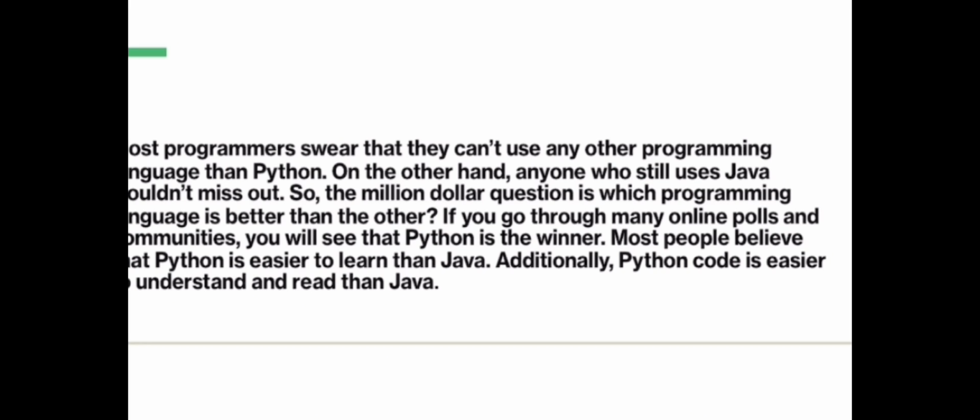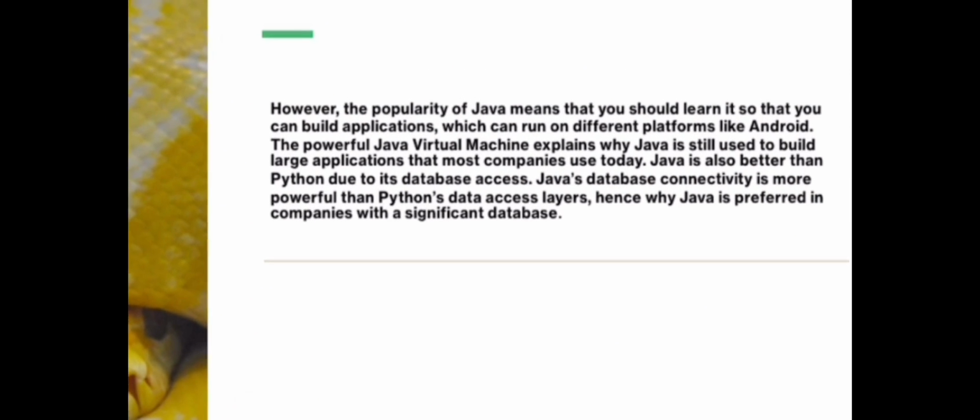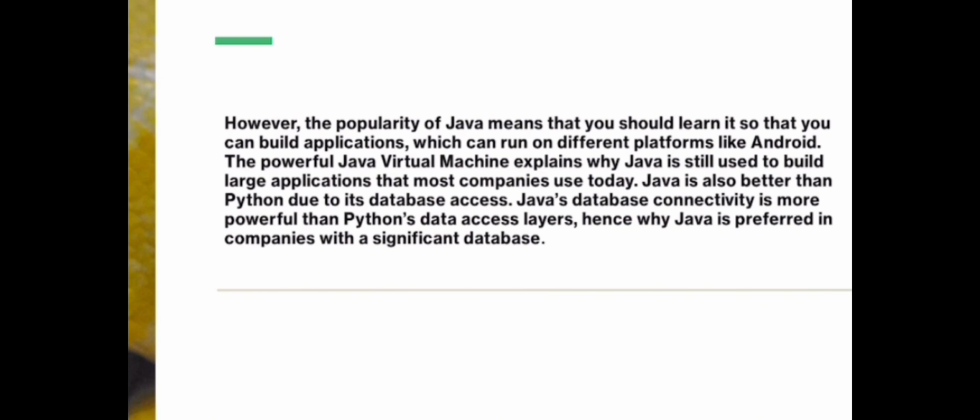So, the million-dollar question is, which programming language is better than the other? If you go through many online polls and communities, you will see that Python is the winner. Most people believe that Python is easier to learn than Java. Additionally, Python code is easier to understand and read than Java. However, the popularity of Java means that you should learn it so that you can build applications which can run on different platforms like Android.